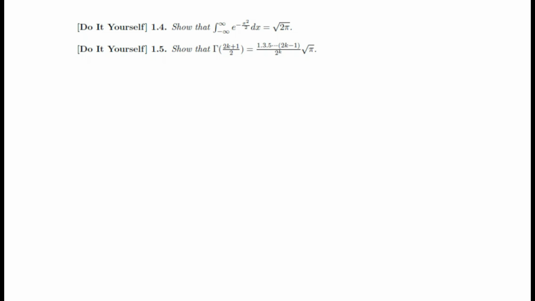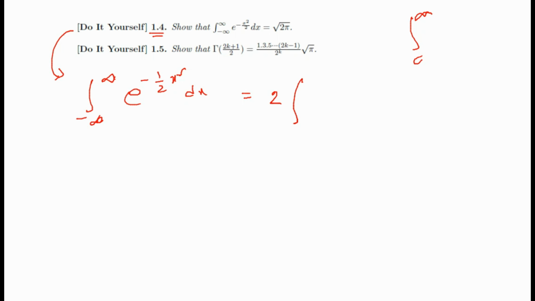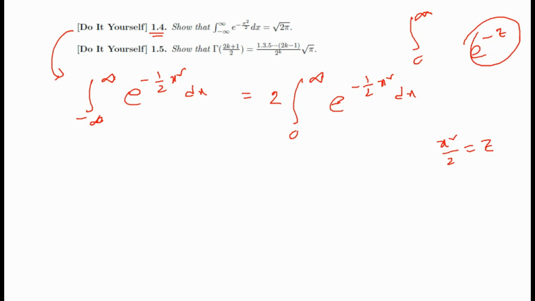Next, we will discuss problem number 1.4. Here, this is the integral from minus infinity to infinity of e to the power minus 1 by 2 x square dx. Here, for the gamma function we need 0 to infinity, and this is an even function, so you can write this as 2 into the integral from 0 to infinity of e to the power minus half x square dx. Now, just use x square by 2 equal to z. The idea is e to the power minus z instead of e to the power minus x. We are just trying to use the gamma function form.